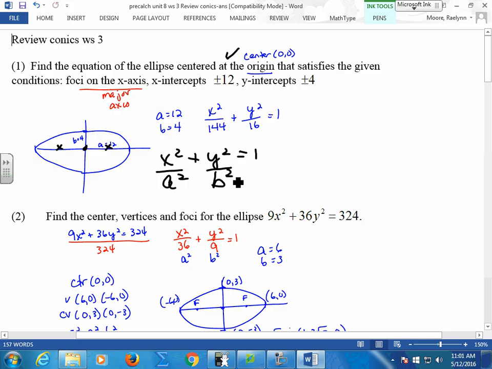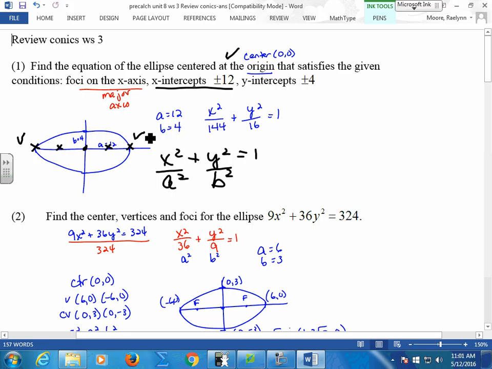Okay, now my foci gives me what letter? C. They didn't tell me where my foci is, right? It's on the x, but they didn't tell me how far, right? Because it's not an intercept, right? It doesn't intercept my ellipse. But my x-intercept tells me what? A vertice.